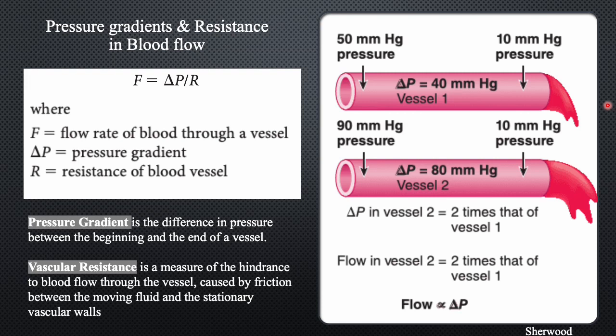Resistance to blood flow is directly proportional to the viscosity of the blood, directly proportional to the vessel length, and inversely proportional to the vessel radius.